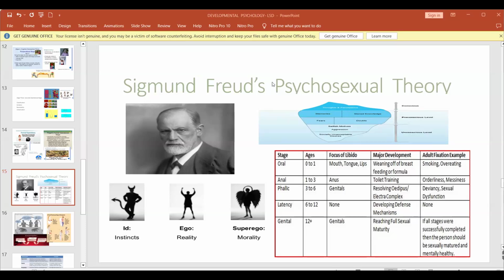Right now, for example, you're not thinking of what we discussed in Piaget. Now, as I mention Piaget, you are recalling it. Otherwise, you are not thinking of it. That is your preconscious mind. Then the third part of our mind is the unconscious mind.